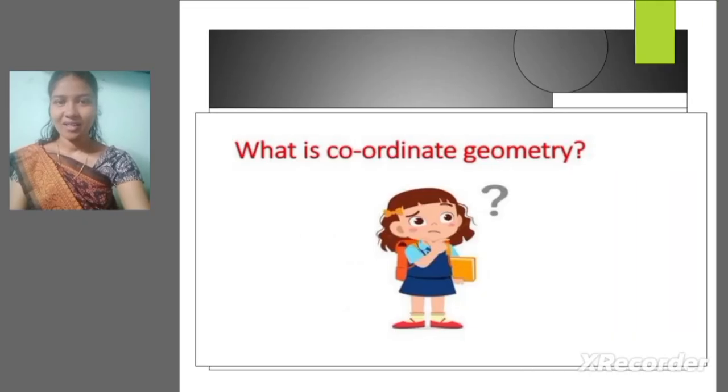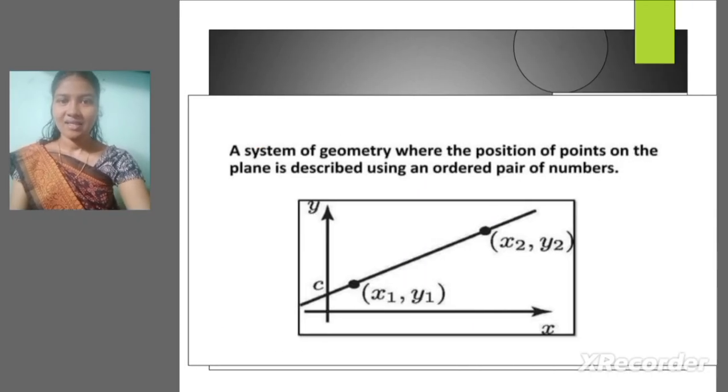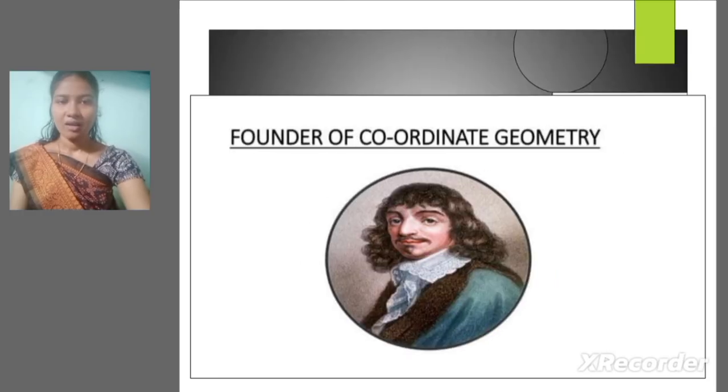What is coordinate geometry? A system of geometry where the position of a point on the plane is described using an ordered pair of numbers. So he is the founder of coordinate geometry.